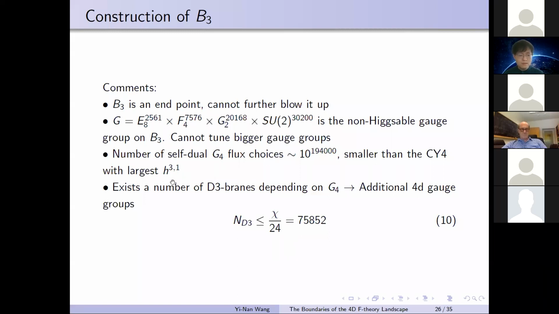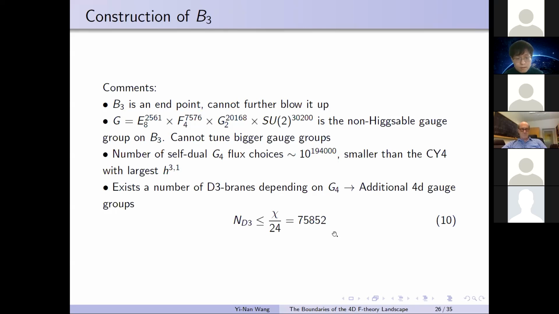And finally, this is a very important physical point. So besides the D7 brane sector, there also exists a number of D3 branes floating around here in the 4D physical picture. And the total number actually depends on the choice of G4 flux. So that will also lead to additional 4D gauge groups as well. The total number of these D3 branes is bounded by about 75,000. So this is basically the physics of this particular geometry.